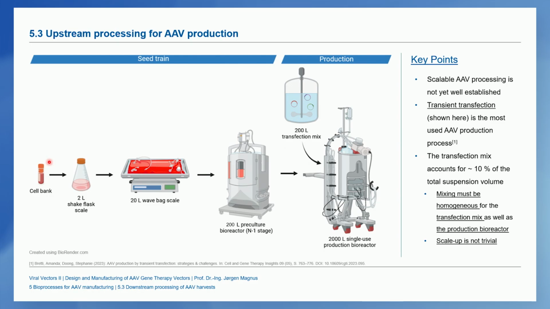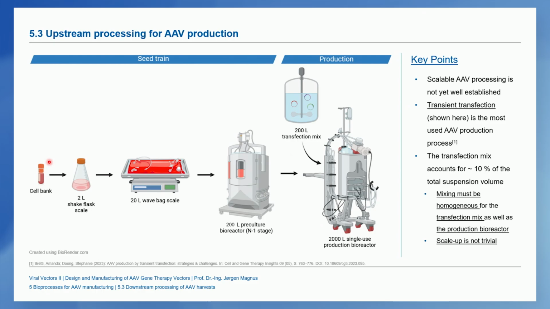You can intensify the process using, for instance, perfusion in your N-1 stage and create more cells. And then you can start with a higher cell density in your production bioreactor and potentially increase your output significantly. So this is just a standard process. What we see here is a typical process.